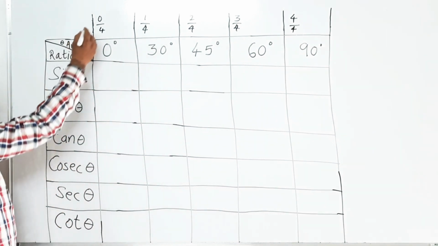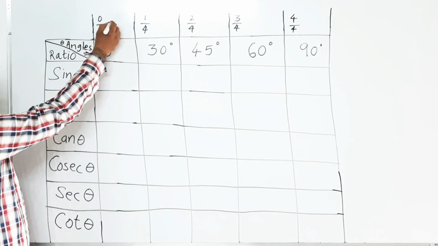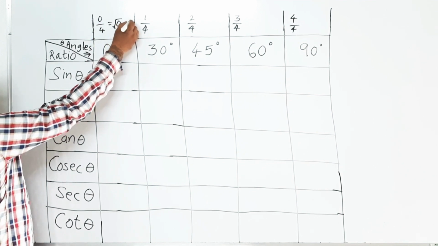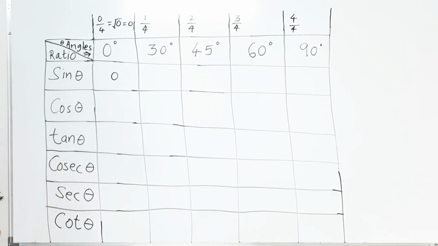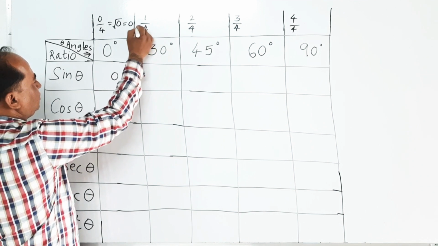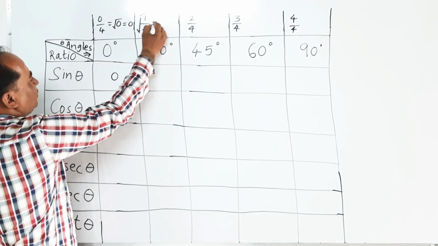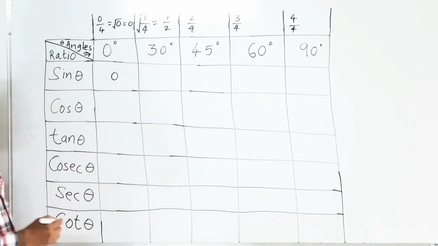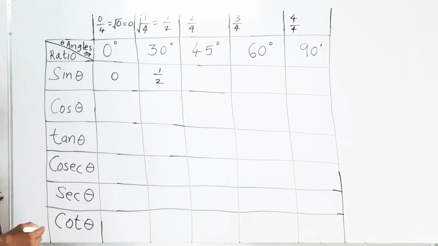Now 0 divided by 4 is 0, and the square root of 0 is 0, so sine 0 is equal to 0. Now 1 upon 4 is 1 upon 4, and square root of 1 upon 4: square root of 1 is 1, and square root of 4 is 2, so sine 30 is equal to 1 upon 2.